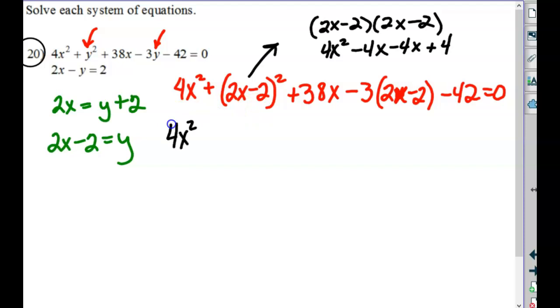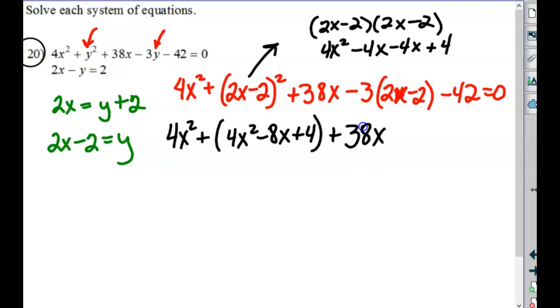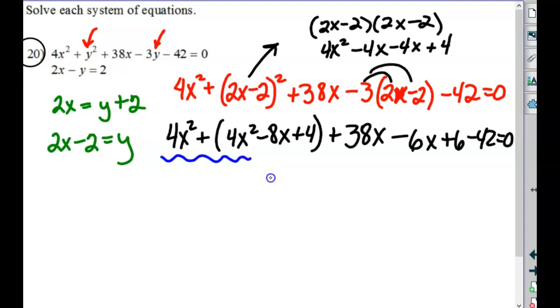So I have a 4x squared that came with it. All of that is a 4x squared minus 8x plus 4. And I don't need those parentheses. I just want to show where it came from. At least we don't have anything to distribute this time, right? Plus 38x, except I lost the 8. Okay, distributing back here gives me minus 6x plus 6 minus 42 equals 0. Okay, again, I'm not distributing, so those parentheses don't need to be there, but it's 8x squared.